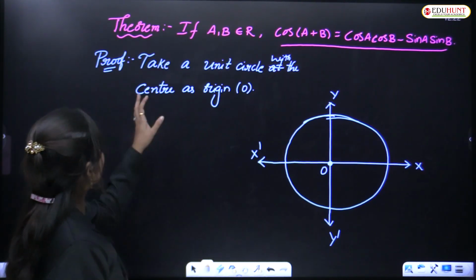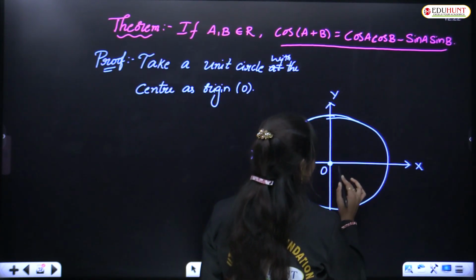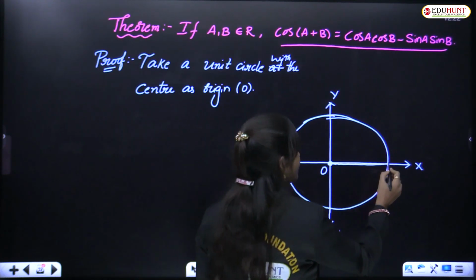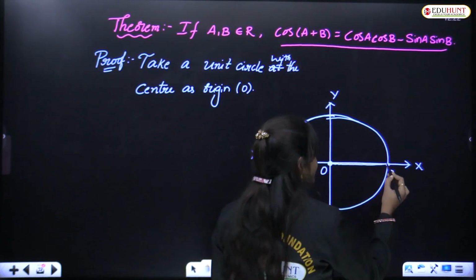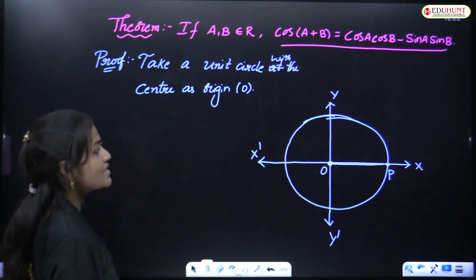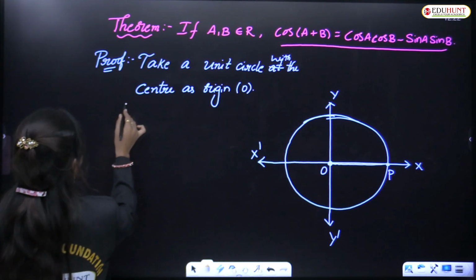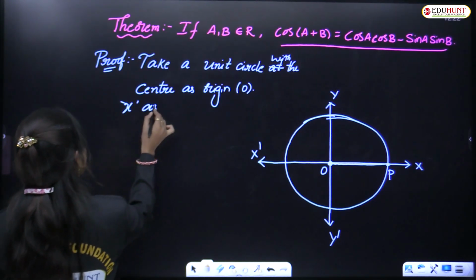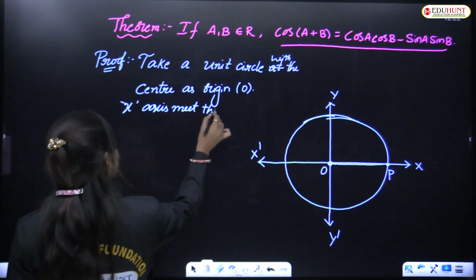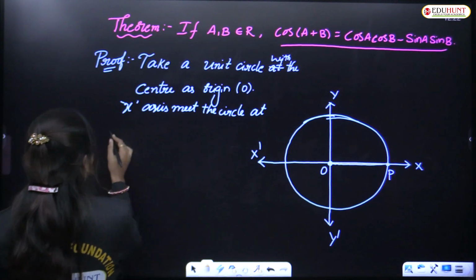So here they are saying to take a unit circle. So this is 1 unit distance, from here to here. Let it be some point P. Okay, now the x-axis meets the circle at the point P.